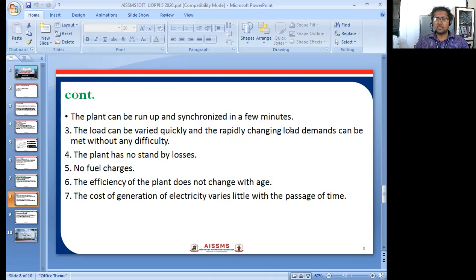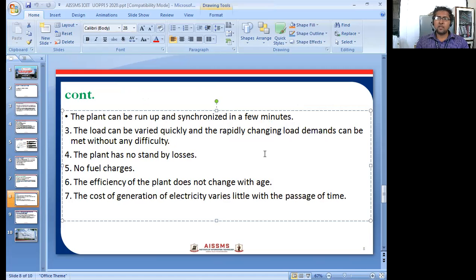No doubt there will be some load demands. Once the water is stored somewhere, it will be easy. Otherwise, not every day will be a rainy day, so throughout the year it will change. The plant has no standby losses. So once the plant is installed, there will be no chance of any losses.